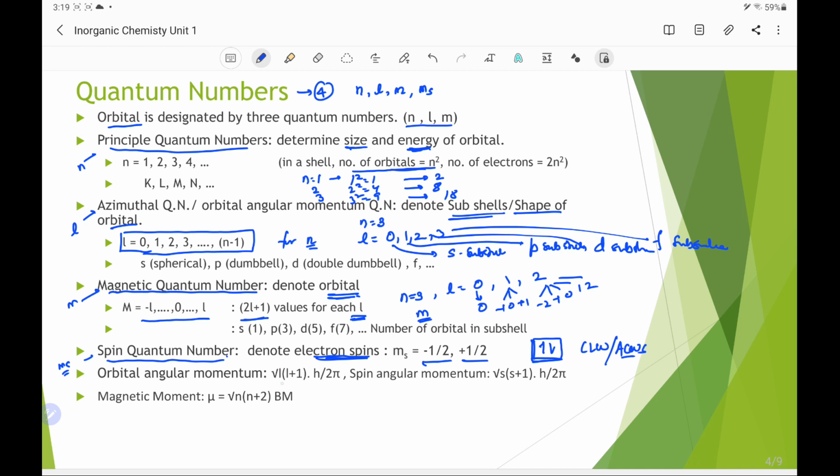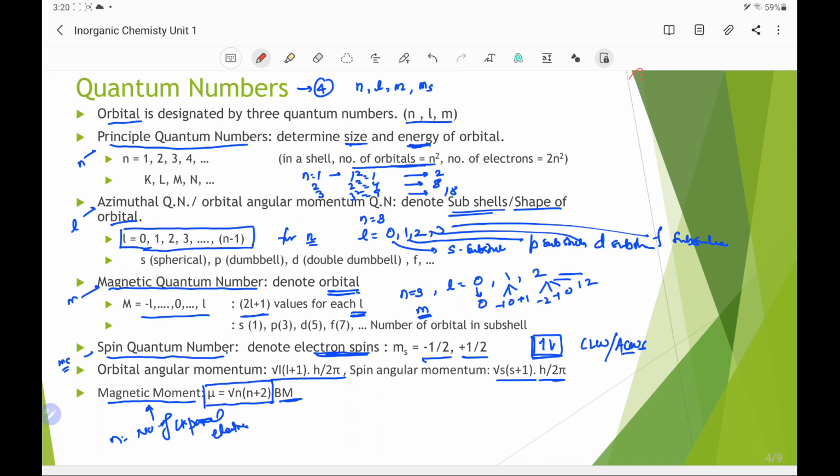The orbital angular momentum is equal to root l into l plus 1 multiplied by h by 2 pi. Similarly, we can get spin angular momentum, that is root s into s plus 1 into h by 2 pi. And magnetic moment, which refers to the number of unpaired electrons, where n is the number of unpaired electrons, is equal to mu equal to root n into n plus 2 BM. BM refers to the Bohr magneton. This is the unit of magnetic moment. Here n is the number of unpaired electrons.